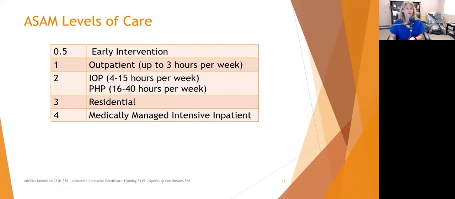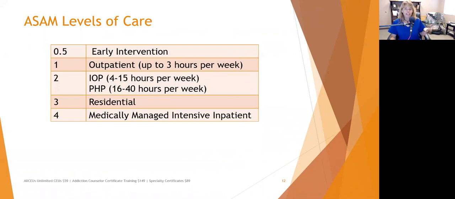Again, usually mostly group. Obviously, with PHP, the person is engaging in treatment almost like a full-time job. Residential treatment, if PHP is not cutting it, residential is the next step. And this means that there's somebody awake and supervising 24 hours a day, but not necessarily a doctor. Residential often has a doctor on call and medical staff on call, but the overnight shift doesn't have any medical staff on it, or it's very few.